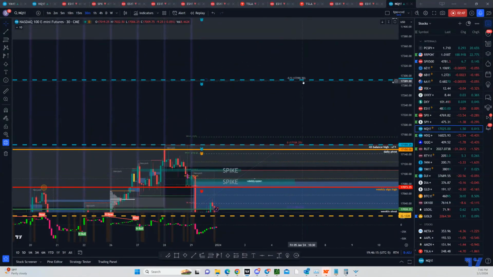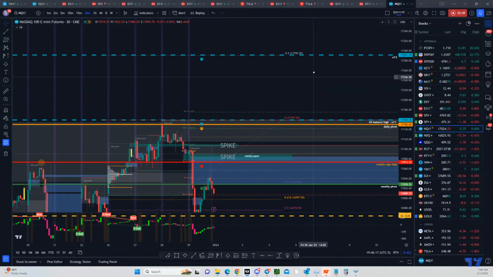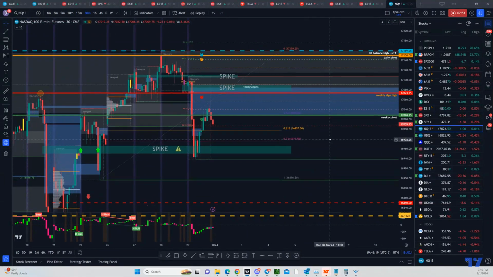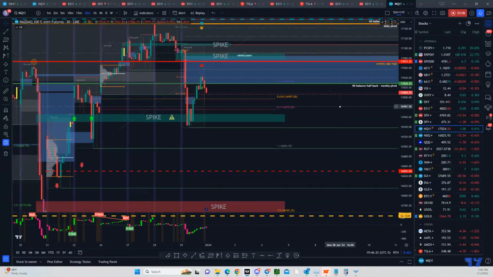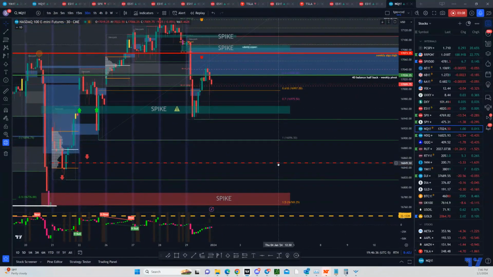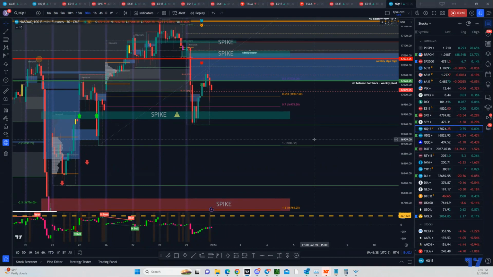We're going to leave this here, so it's 50% extension, 100% extension of that range. Then we go weekly pivot here. We're going to write 4 day balance halfback. Weekly pivot. And there's no need for me to become original with this. And this is the balance low.